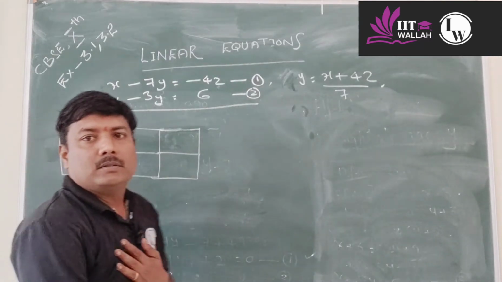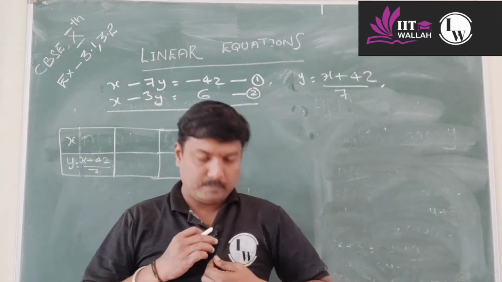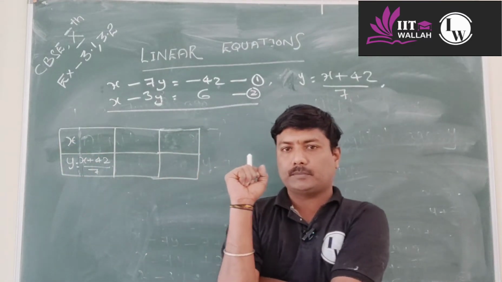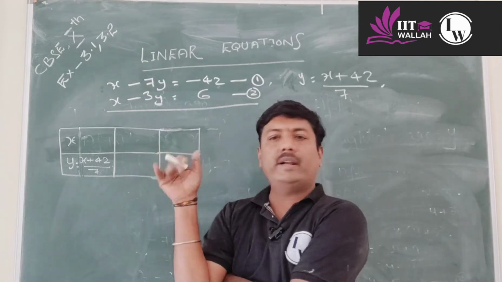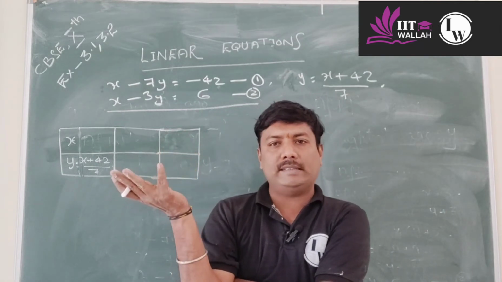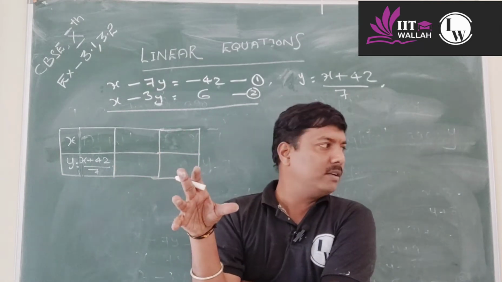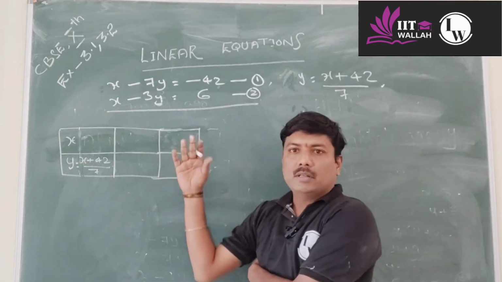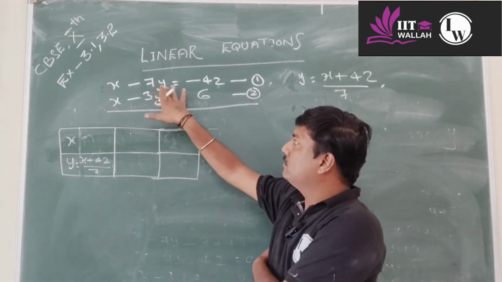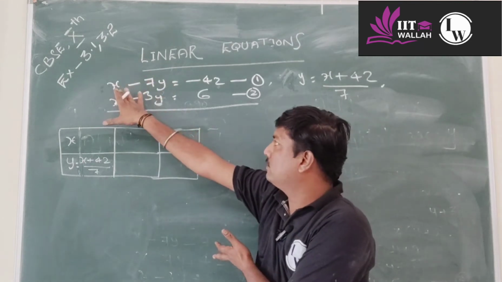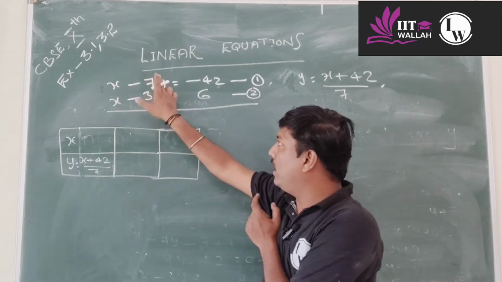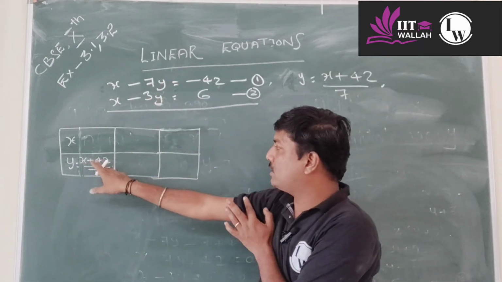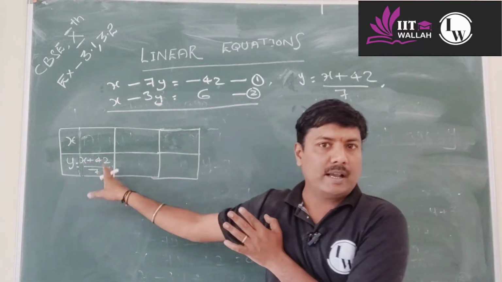Okay? Understood clearly? I hope you understood clearly. What are we doing? First, we formed two linear equations. That is so easy. From the given condition, we can easily form the linear equation. And after that, I am writing y in terms of x. Now we are considering only one equation. From this equation, I can write y is equal to (x plus 42) by 7. Right?